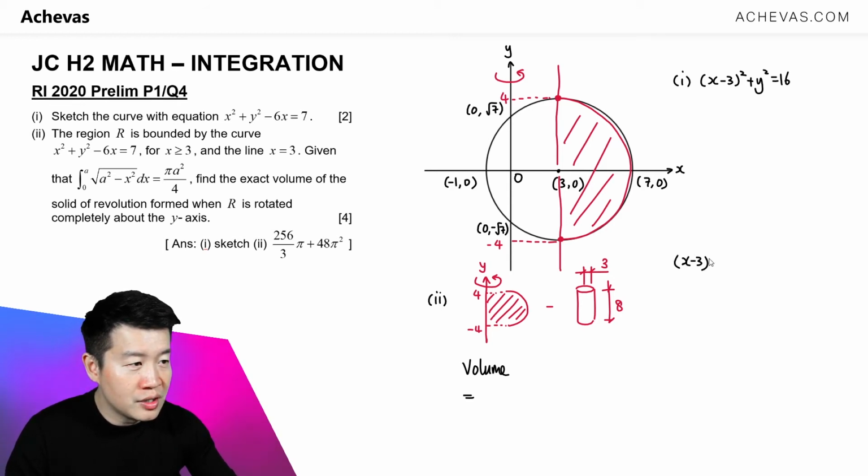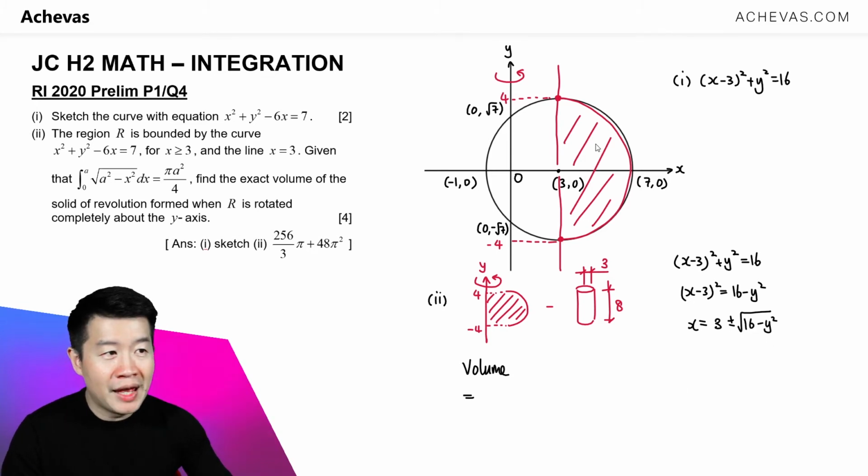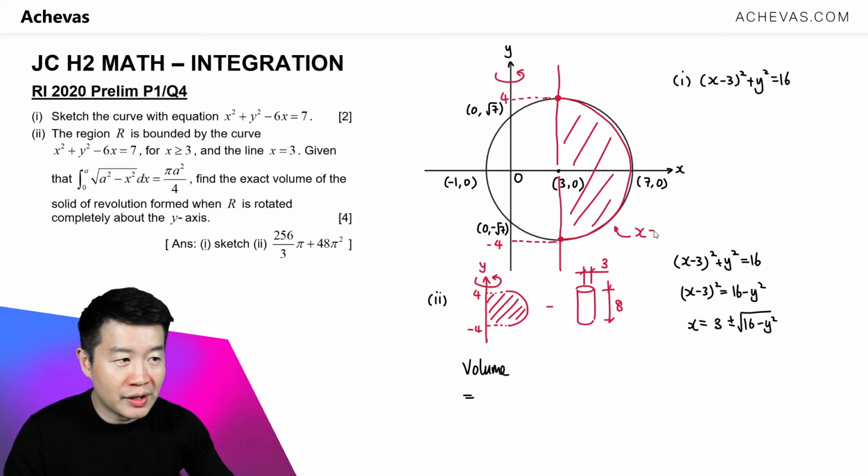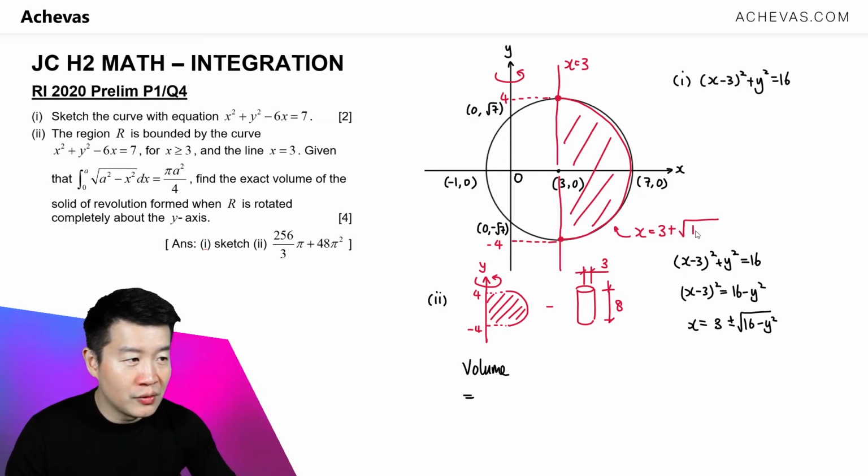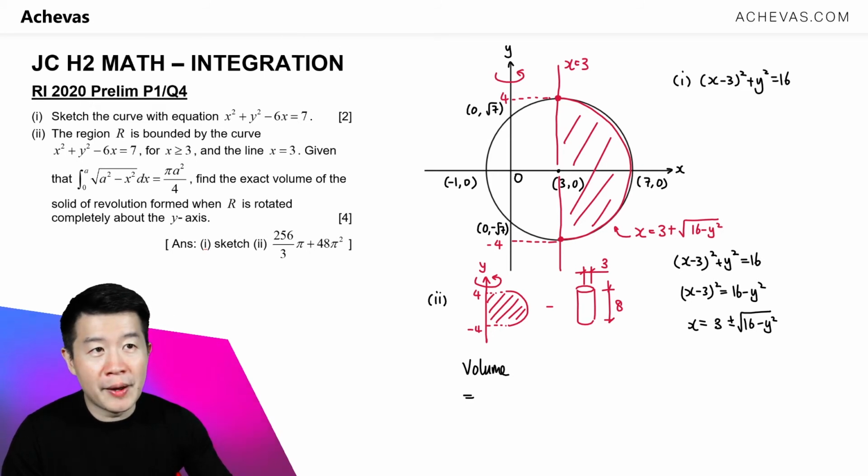So (x - 3)^2 plus y squared is equal to 16, which means that (x - 3)^2 is going to be 16 minus y squared, and x will be 3 plus or minus the square root of 16 minus y squared. And since this part of the graph is bigger than 3, because this line here is x equals 3, we are working on x to be equal to 3 plus, right? Because this line here is x equals 3.